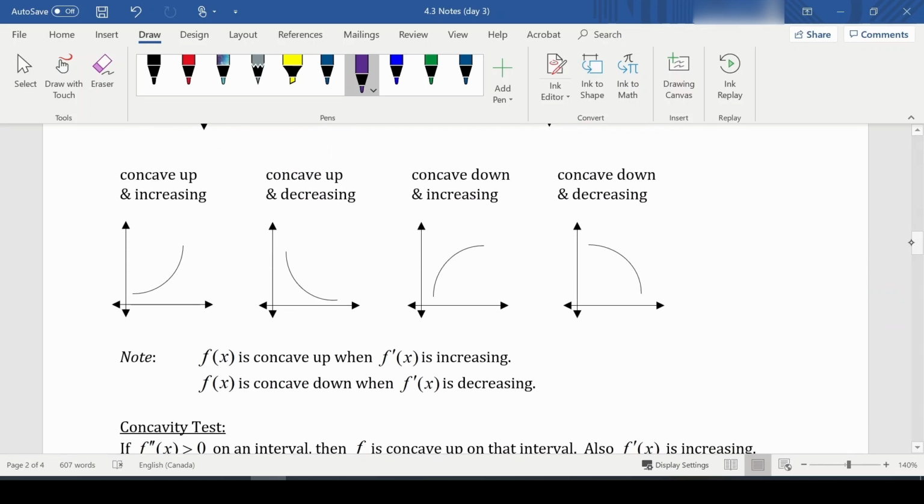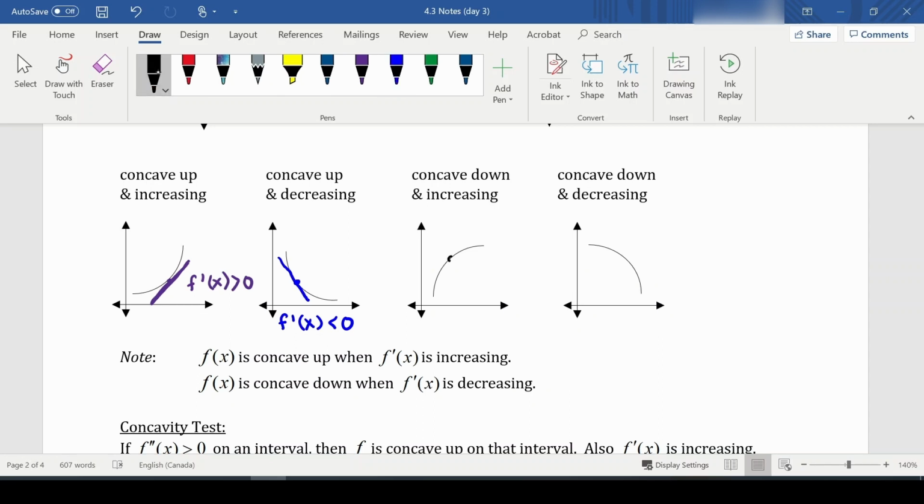A graph is considered concave up and increasing if you increase from left to right, so your y values get bigger from left to right, but also your tangent lines lie below the curve. In this case, our f prime would be positive. If we were concave up and decreasing, this means our tangent line still is below the curve. However, we would have a negative slope for that because I would be decreasing in y values as I go from left to right.